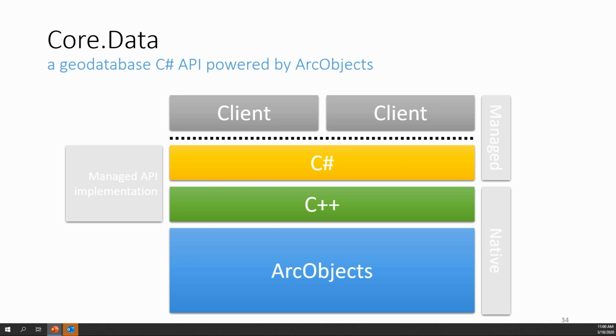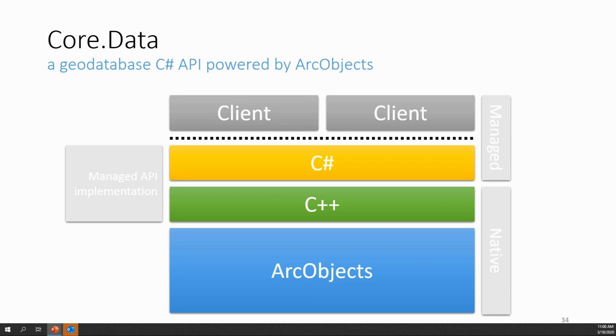Now, all that being said, so it's cool and modern and all that stuff, you know, mom and apple pie, really nice. How does it work architecturally? Well, down at the very bottom, still ArcObjects. ArcObjects is used to implement most of the functionality. On top of ArcObjects, we have a thin layer of C++ that's used to wrap the ArcObjects and actually allow us to create the managed API implementation. That's the green part. Now, the managed SDK that you're exposed to is actually the yellow stuff, the C# code.